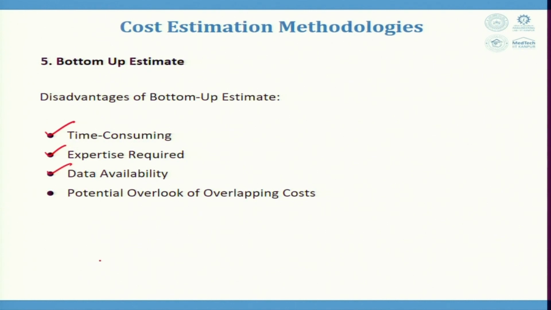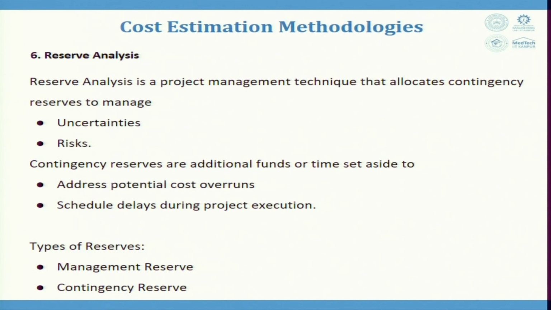Availability of data, that is reliability of historical cost data impacts accuracy. Potential overlook of overlapping costs is generally there when we talk about the bottom up estimate. Next comes the reserve analysis. Reserve analysis is a project management technique that allocates contingency reserves to manage uncertainties and risks. Contingency reserves are additional funds or time set aside to address potential cost overruns or schedule delays during project execution. As I said, from 5 to 20% of the cost is meant for contingency.